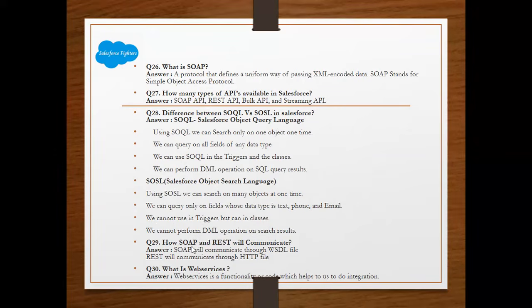Next question: how do SOAP and REST API communicate? Answer: SOAP communicates through WSDL files. REST communicates through HTTP. Next question: what is a web service? Web service functionality is code that helps the user with integrations.